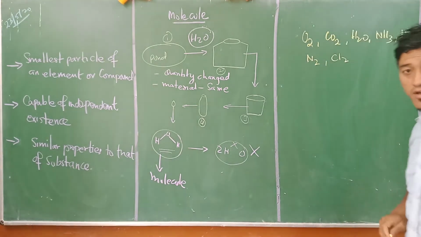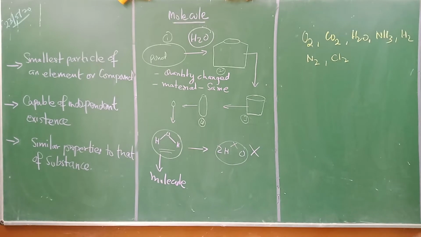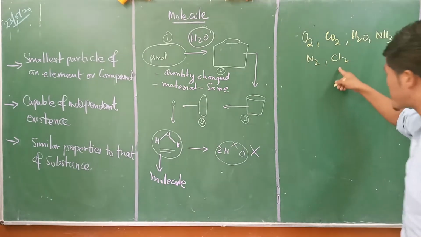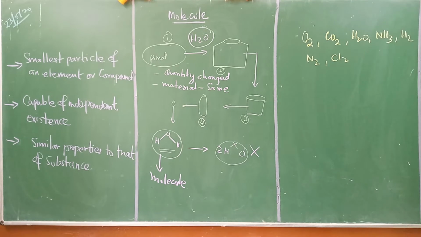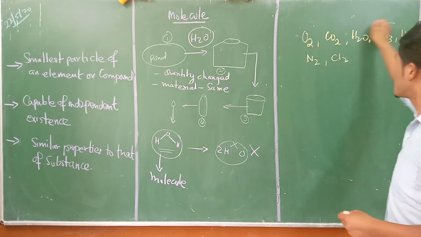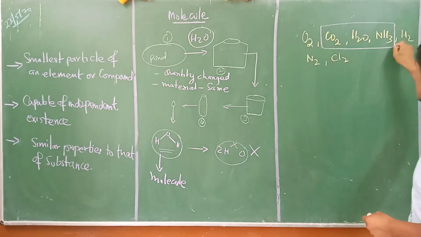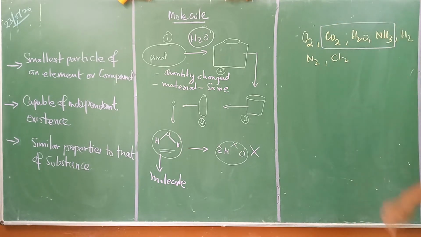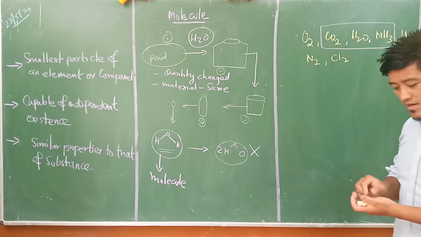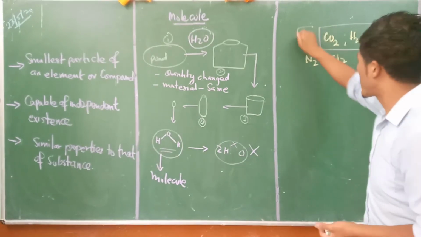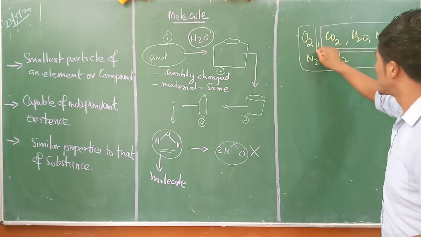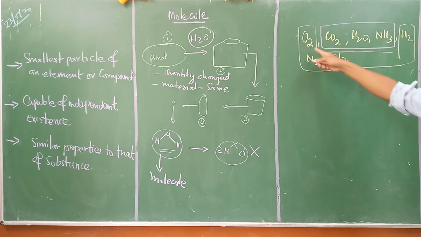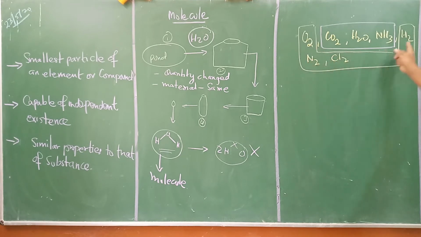Okay, fine. So all these are molecules here. Now, what we can see from here is that there are two different kinds of things. Some molecules are made up of two or more different elements, whereas some molecules are made up of a similar kind of atom. For example, in the case of O2, we have 2 O, 2 N, 2 Cl, and 2 H here.